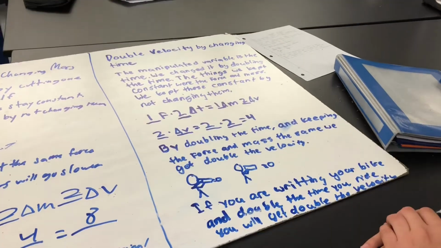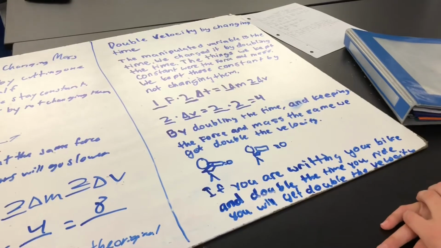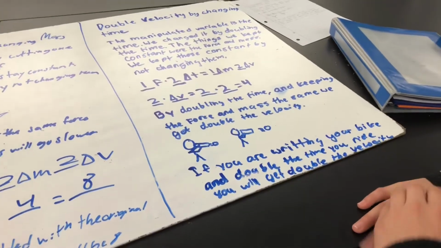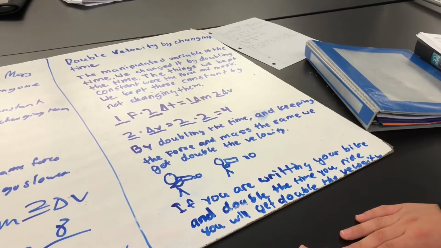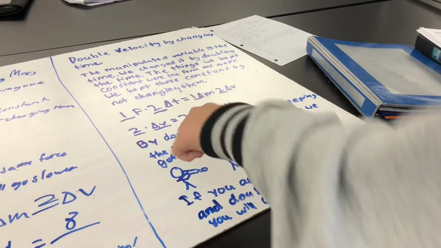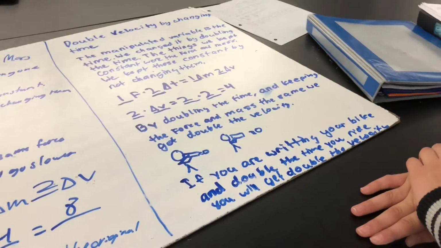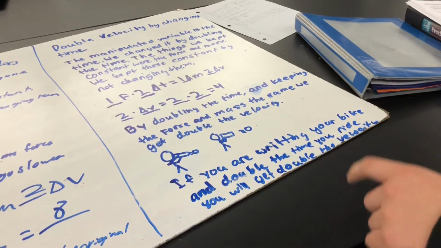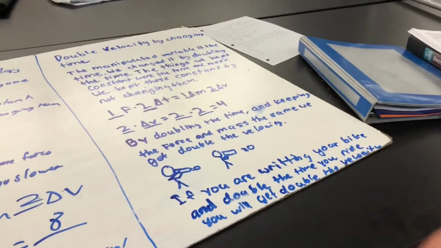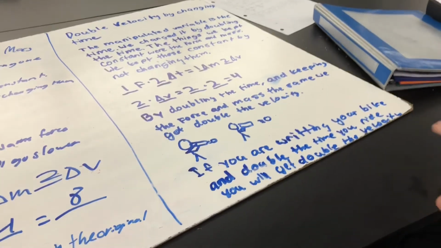1F times 2 delta t equals 1 delta m times 2 delta v. 2 times delta v equals 2 times 2, which equals 4. By doubling the time and keeping the force and mass the same, we got double the velocity. A real life situation would be if you are riding a bike and double the time you are riding the bike, you will get double the velocity.